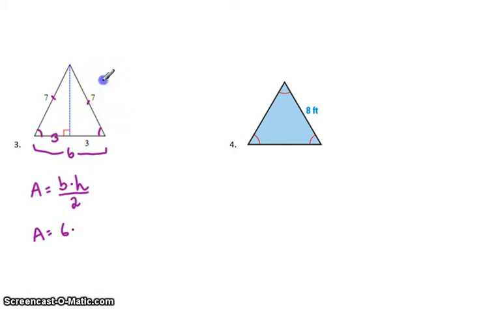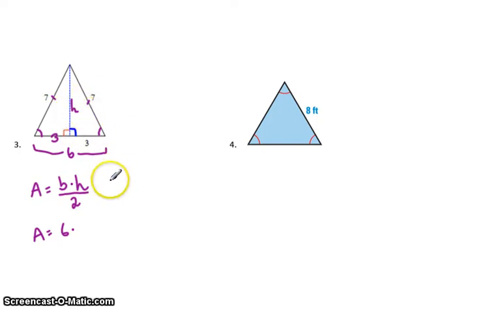You might be tempted to say the height is 7, but that is not true. The height is always perpendicular to the base, so the height is this length right here. I'll label it h. Now we don't know what it is yet, but could we use the other measurements, such as 7 and 3, to figure out what the height is? The answer is yes. Notice that this is a right triangle, and we use Pythagorean theorem to find out what the missing side is, the missing height.